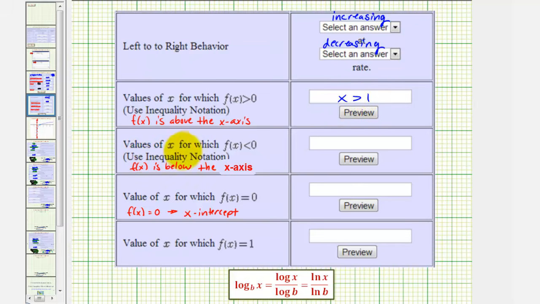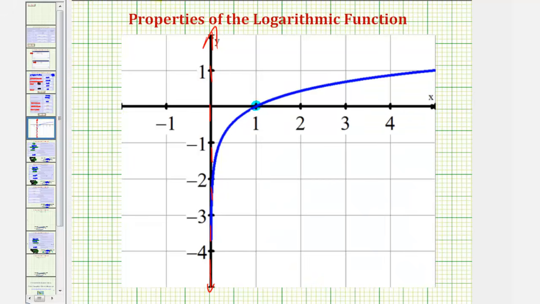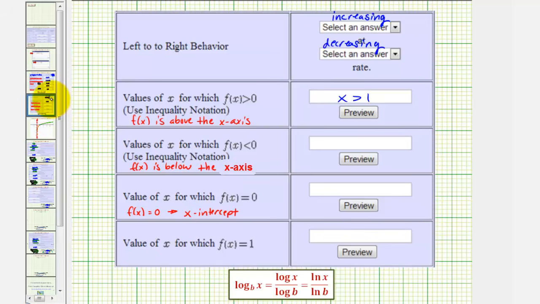Next, we want to find the values of x for which f of x is less than 0, or negative, which would be when the function is below the x-axis. Well, if we just said the function was positive or above the x-axis on this interval, that means it would be negative or less than 0 when it's below the x-axis or over this interval here. But remember, the domain is the open interval from 0 to infinity, so this would be when x is greater than 0 and less than 1. So as a compound inequality, we would say x is greater than 0 and less than 1.